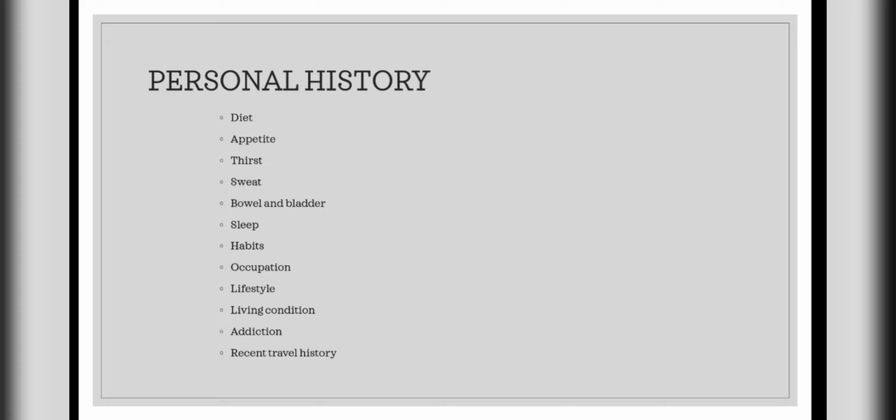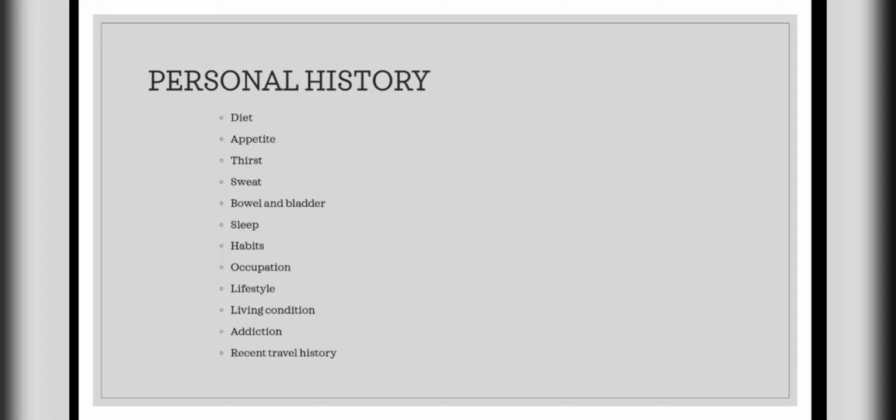Next one is habit. You have to ask whether they consume tea or coffee or occasional drinks, etc. Then next one is occupation and lifestyle. Occupation, what they are doing, because it helps to diagnose occupational disorders. And lifestyle, whether they are living a sedentary lifestyle or moderate lifestyle or heavy lifestyle, okay. Next one is living condition. You have to mention here about environment and their housing, okay. Whether they are living in an open space or closed space or congested house or well ventilated house, you have to mention all these things.